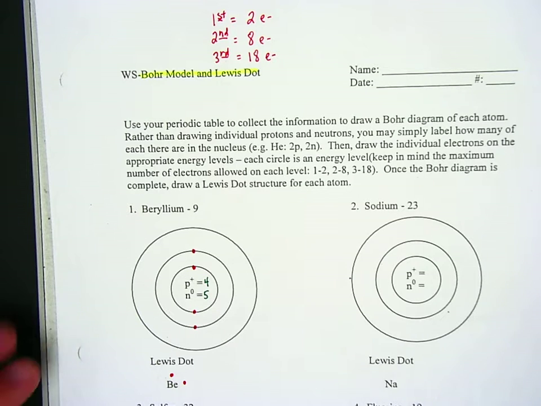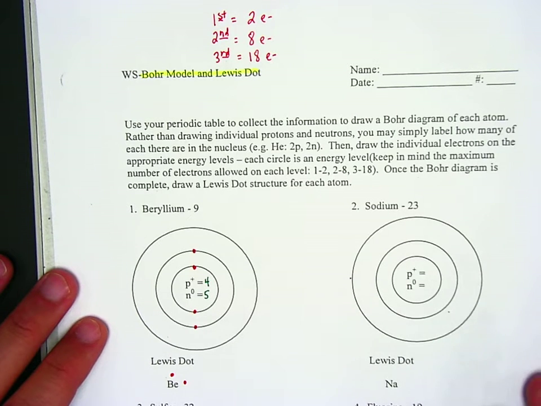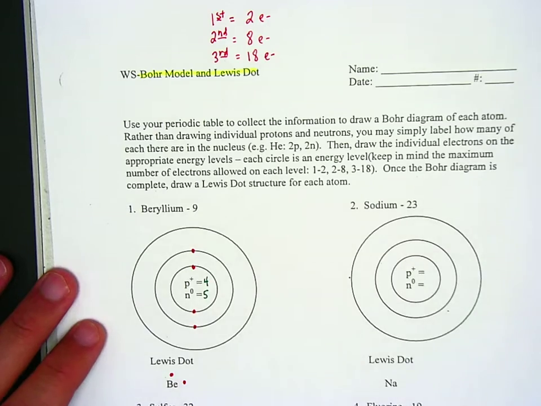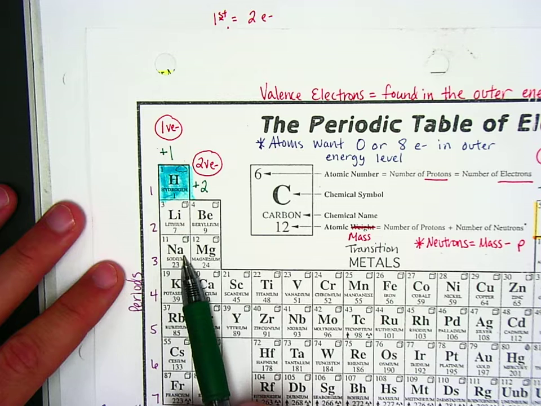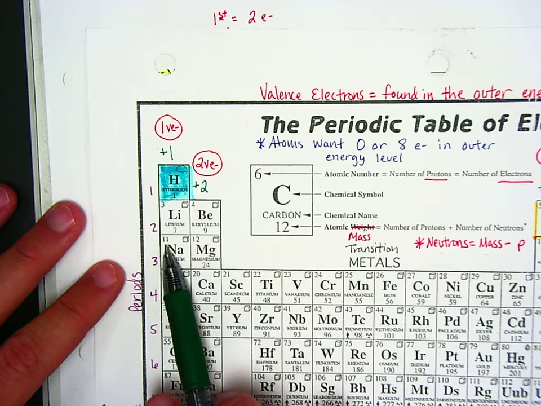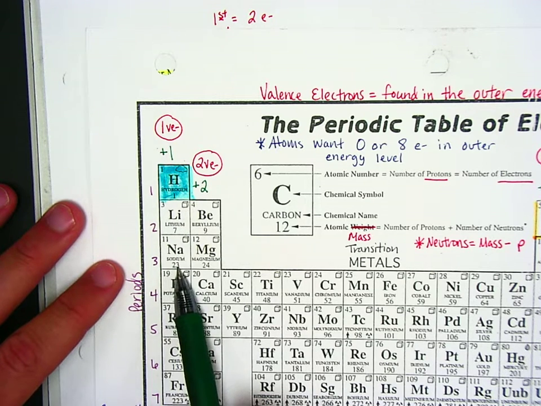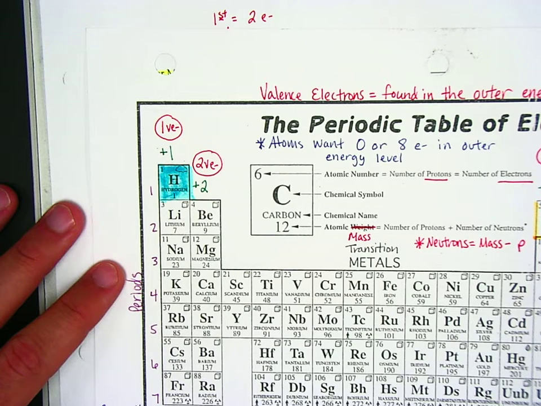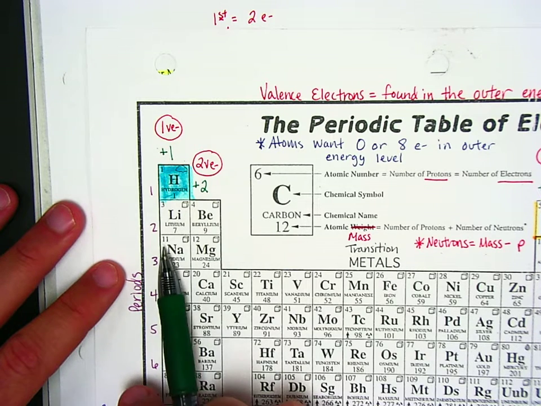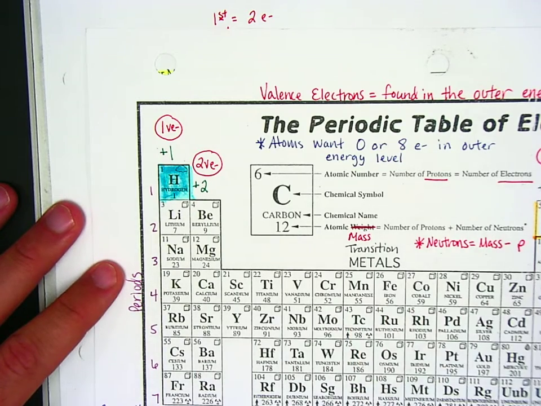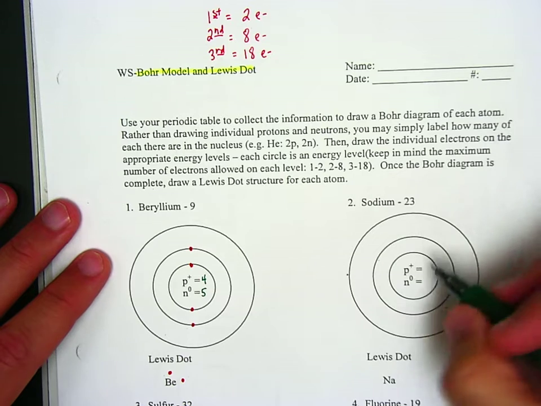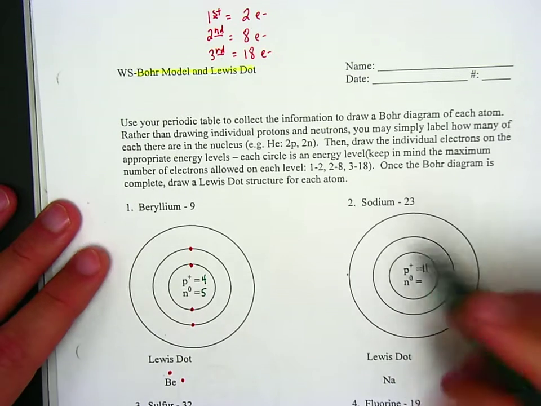Let's move on to number 2, sodium. It says sodium 23. So sodium here is symbol Na. The atomic number is 11. And again, the mass number is 23. In this case, the mass number on the worksheet does match the one on the periodic table. More importantly, let's focus on the atomic number, 11. That means there's 11 protons and 11 electrons. So for protons, we're going to write in the number 11.